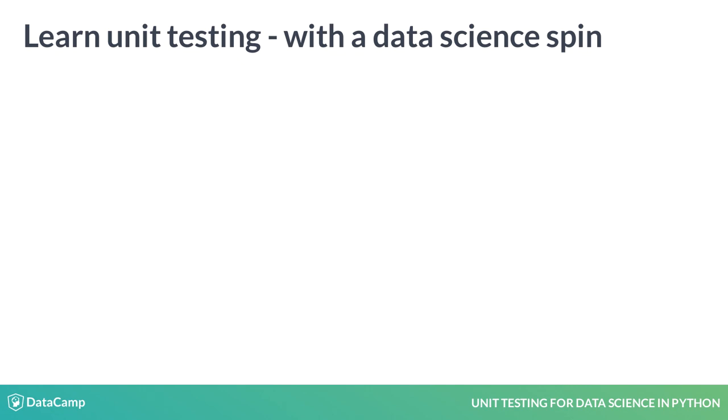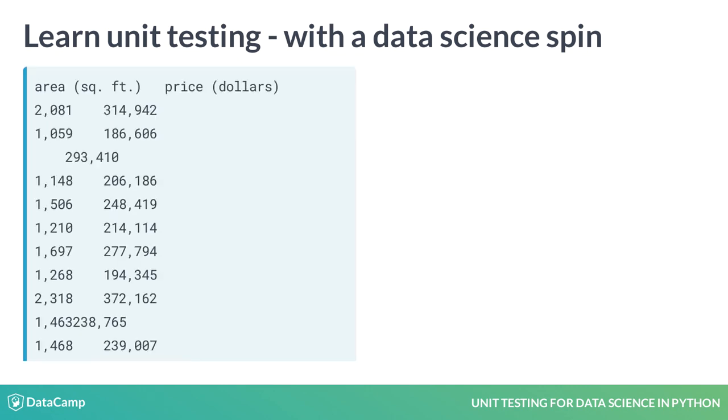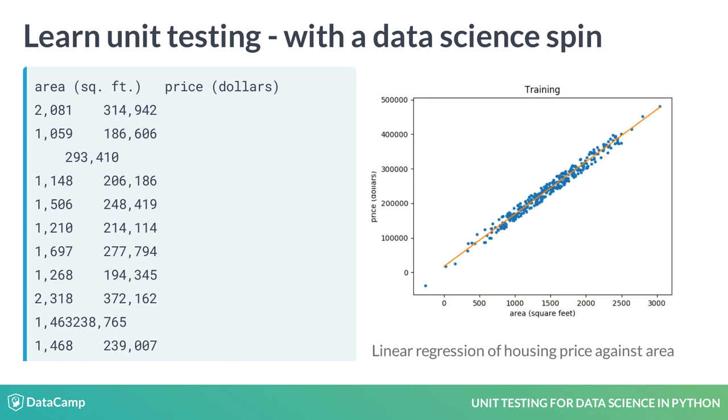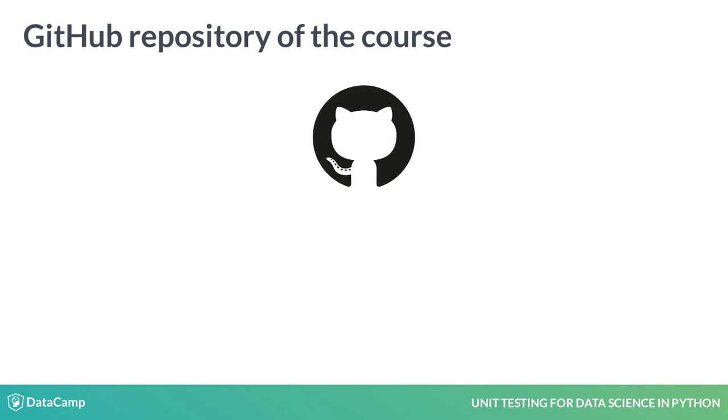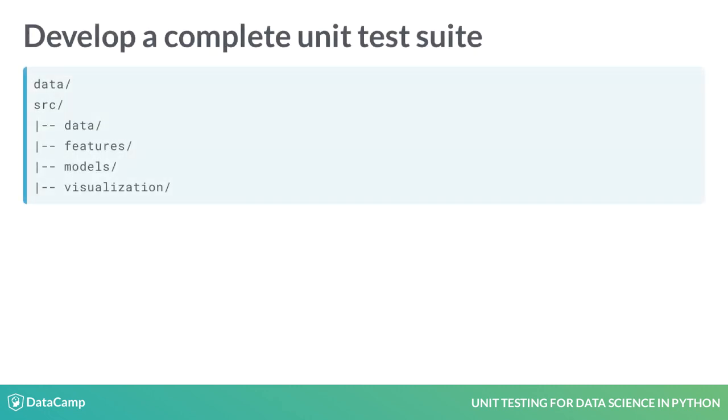We have created an example data science project which predicts prices from the housing area using linear regression, as we can see in the plot. The complete code for this project, including actual implementations for functions like row2list, is available in a public GitHub repository. We will share the link to the repository at the end of the course.